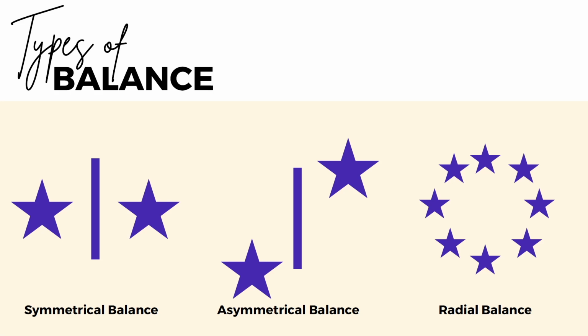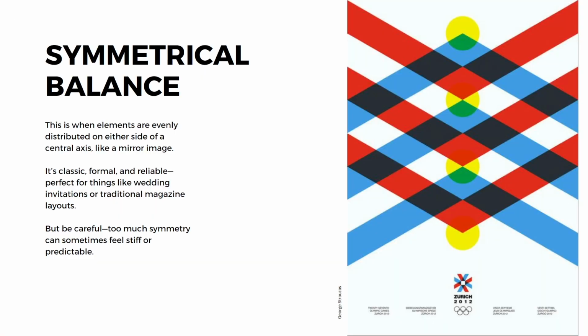Symmetrical, if you were to cut it in half, it's going to be a mirror image. Asymmetrical, if you were to cut it in half, it would not be a mirror image. And each one has a different type of energy that it lends to the piece. So with symmetrical balance, again, cut it on either side of a central axis, it's going to be a mirror image of itself. It's really classic, it's formal, it's reliable. It's great for things like wedding invites or magazine layouts.